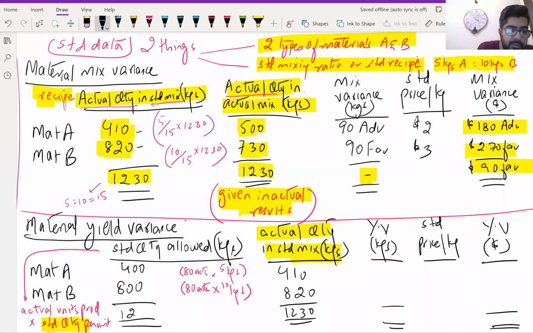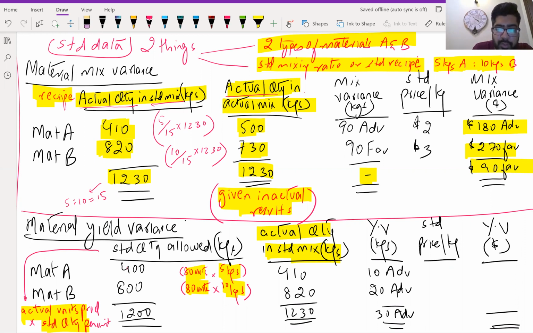This makes it 1200. Okay, so the formula is actual units produced, 80, times standard quantity per unit, the kgs one, 5 and 10. So it's 400, 800. That's it. The quantity allowed of A is 400, and the actual quantity you're seeing is 410, more. So 10 adverse kgs. Standard quantity allowed for B is 800, and the actual quantity is 820, 20 more, 20 adverse. Net of is 30 adverse.